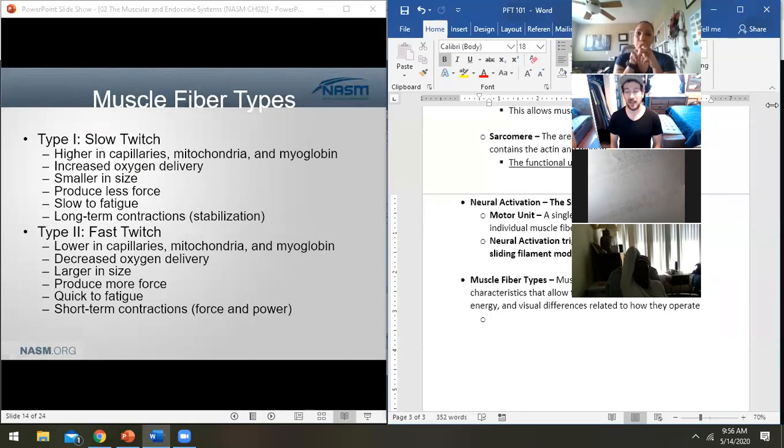A lot of people love to break down, hey, I'm an ectomorph. I tend to be really skinny naturally. And somebody else says, well, I'm a mesomorph. I tend to be really muscular really easily.